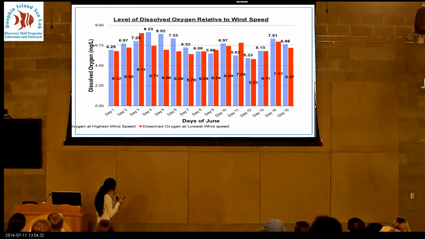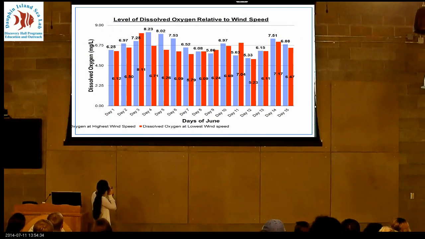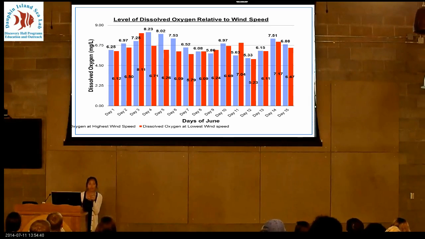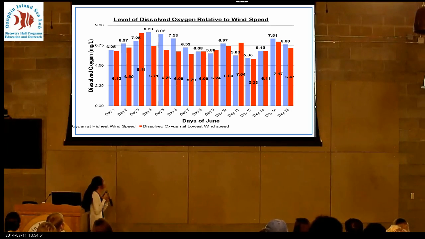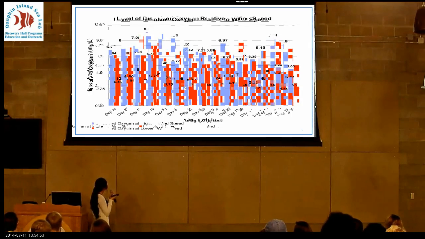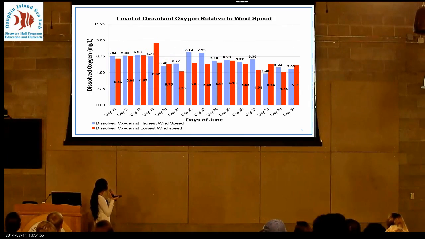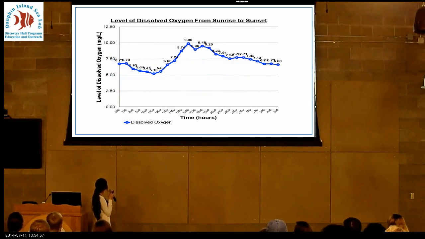You can see there's a pattern here. At the highest wind, it's always slightly higher. I did think about other factors, such as what if it was a cloudy day and it didn't get sunlight, and that would influence the levels of dissolved oxygen. But for the majority of the days, it showed the same pattern. These are the next 15 days of June with the same pattern.